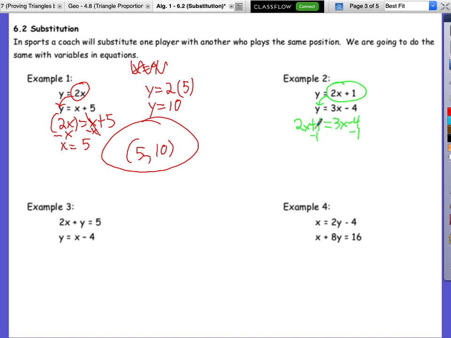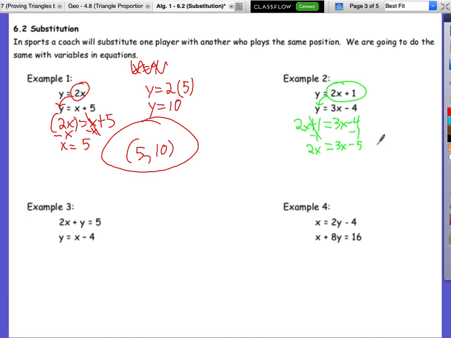Okay, so can we do the 2x and the negative 1? Do those combine? No, they're not like terms. One has a variable, one doesn't. So 2x gets brought down. What's 1 minus 1? 0. 3x just gets brought down because it's not a like term with negative 1. And what's negative 4 minus 1? Negative 4 becoming more negative. Negative 5.